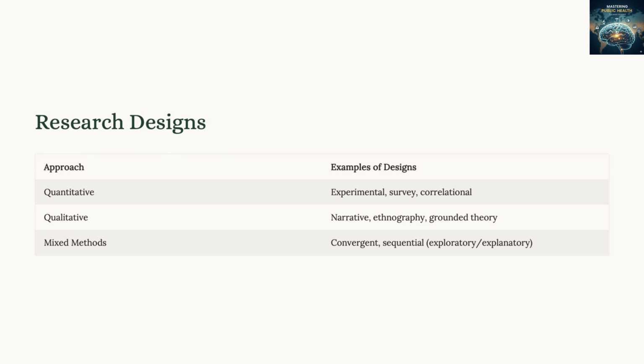Research designs. Each approach has its own set of designs. Quantitative designs: experimental, true or quasi-experiments, single subject; non-experimental, surveys, correlational studies, causal comparative. Qualitative designs: narrative research, phenomenology, grounded theory, ethnography, case study, descriptive designs. Mixed methods designs: convergent design, explanatory sequential design, exploratory sequential design, complex embedded and multi-phase designs. Each design provides a roadmap for how the study will unfold.